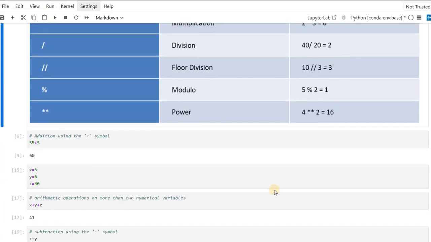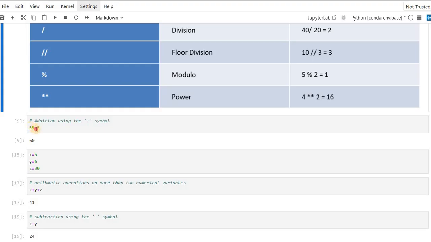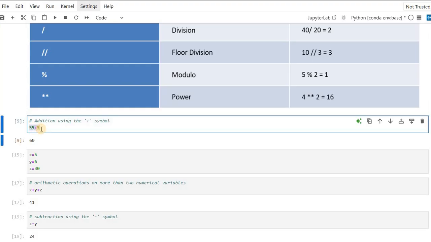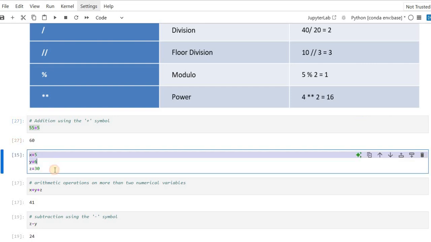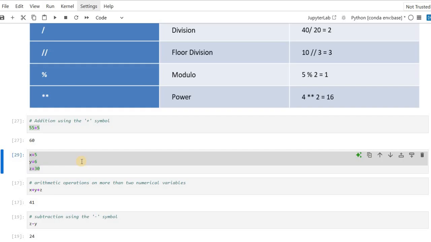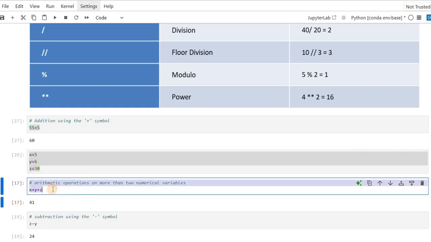I have written an addition operation as 55 plus 5. Let's execute this cell by using Shift and Enter. You can see the addition result immediately. We can do variable declaration like x, y, z, because we want to show you how you can do arithmetic operations on more than two numerical variables. Suppose I have declared x equal to 5, y equal to 6, z equal to 30. Then if I want to do the addition x plus y plus z, that means now you are involving more than two numerical variables. Then the addition result will be 41.